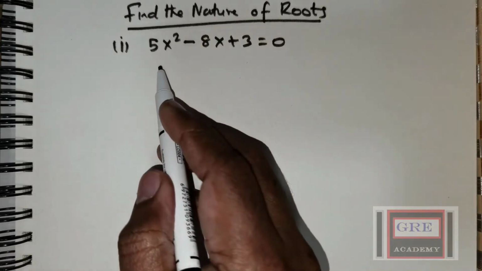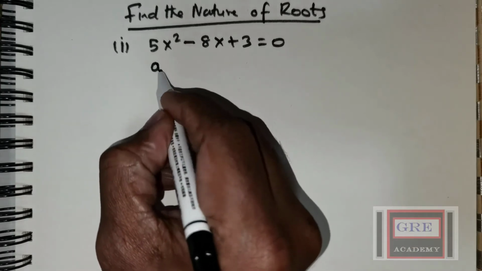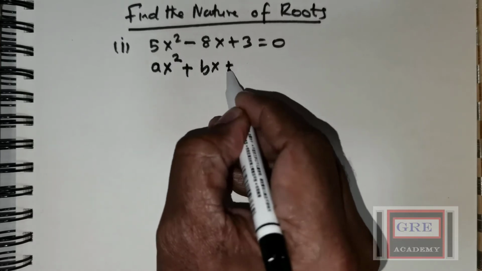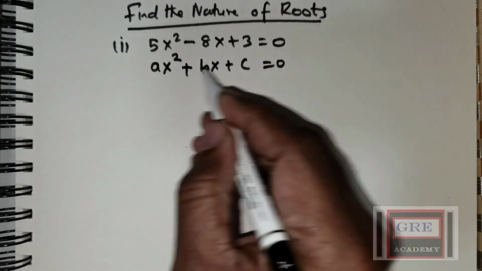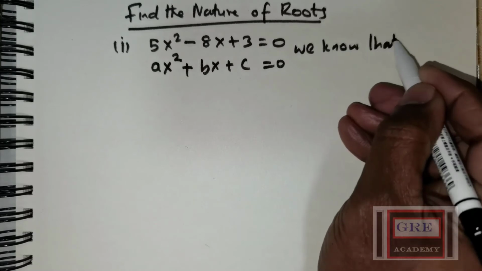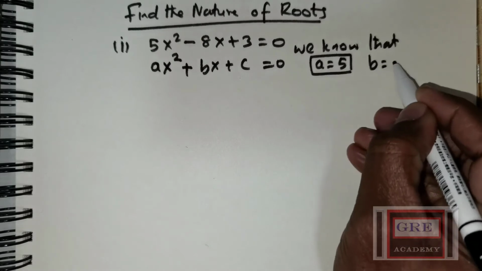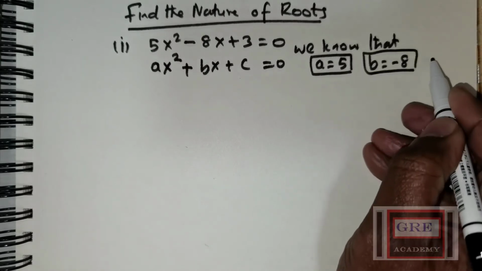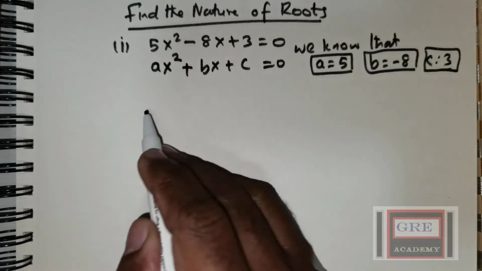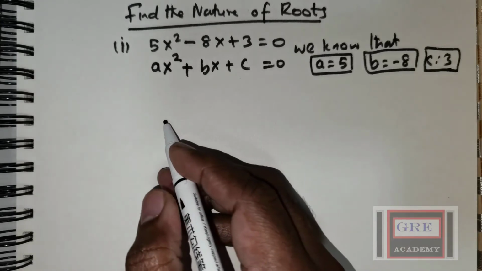So the first question, we are given 5x squared negative 8x positive 3 is equal to 0. Just for the sake of convenience, write the quadratic equation ax squared positive bx positive c equal to 0 below that. Then from here we know the value of a is 5, the value of b is negative 8, and the value of c is positive 3. This makes the entire process a little bit more organized.